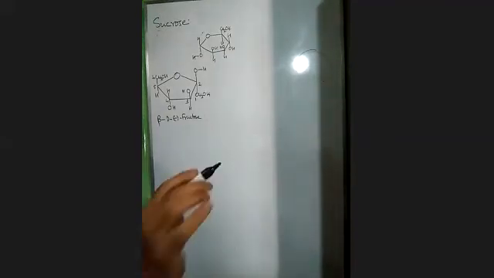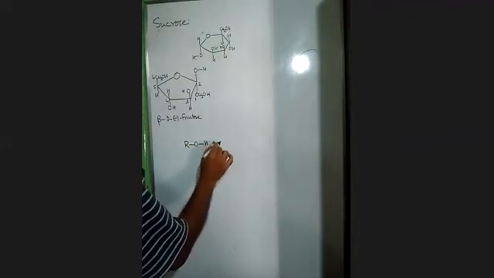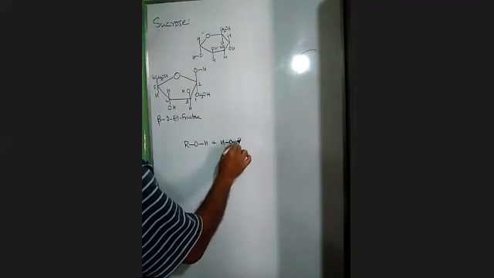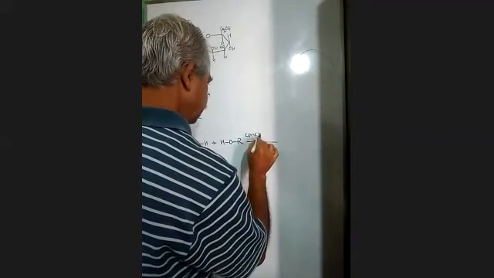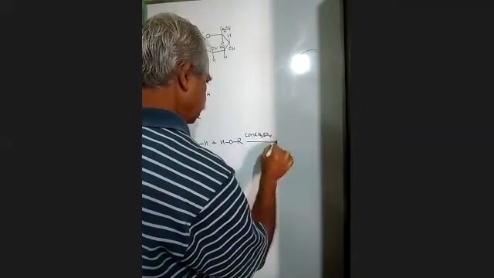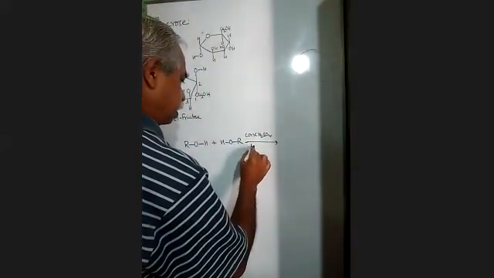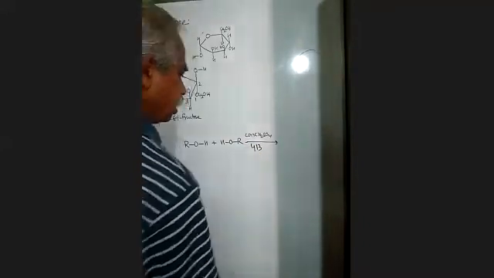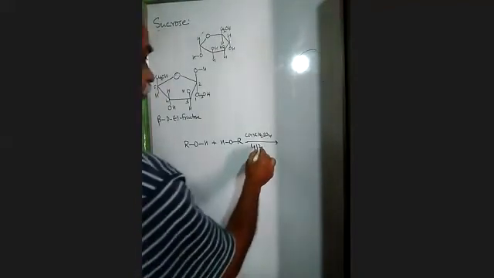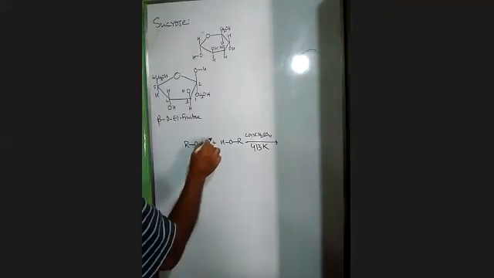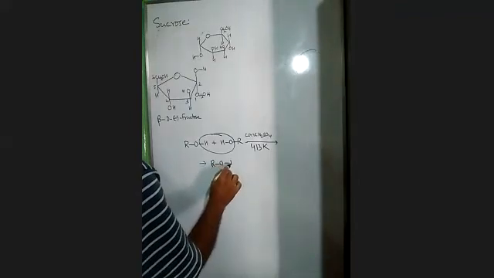See, in our alcohol chapter, we have found that when you take two molecules of alcohol, and if you have taken concentrated H2SO4, at a temperature of 413 Kelvin, what happens? A molecule of water goes out, and you get ether.